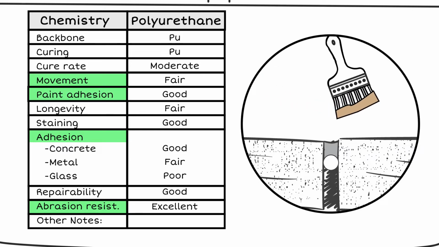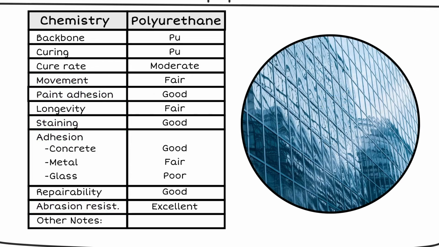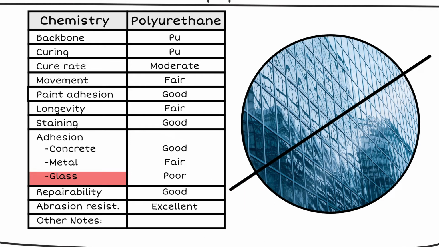A major advantage of polyurethane sealants is that they can be painted, and unlike their silicone counterparts, polyurethane sealants, as a rule, do not stain adjacent materials. A limitation of this technology is that it is not formulated for structural glazing applications.